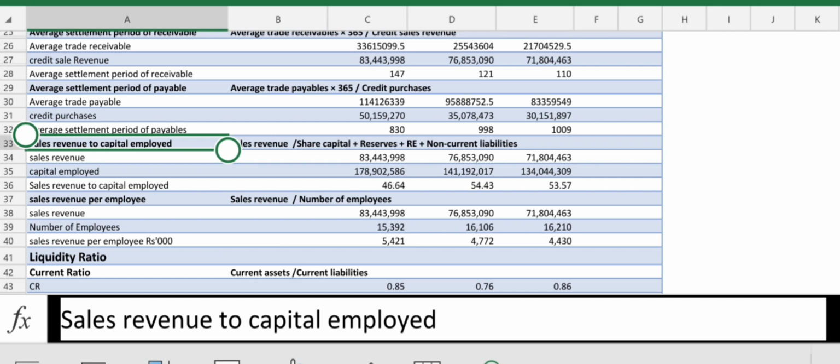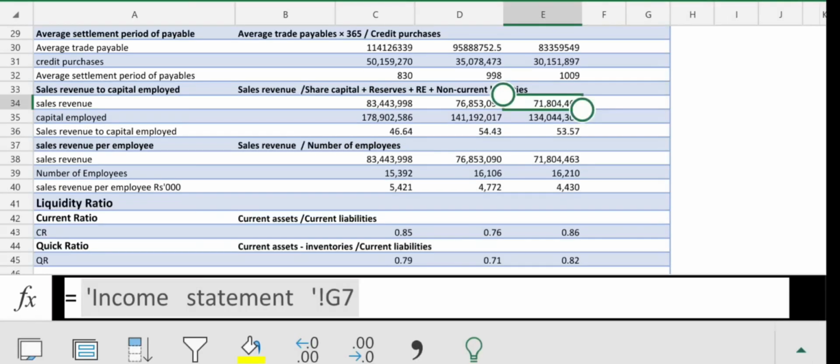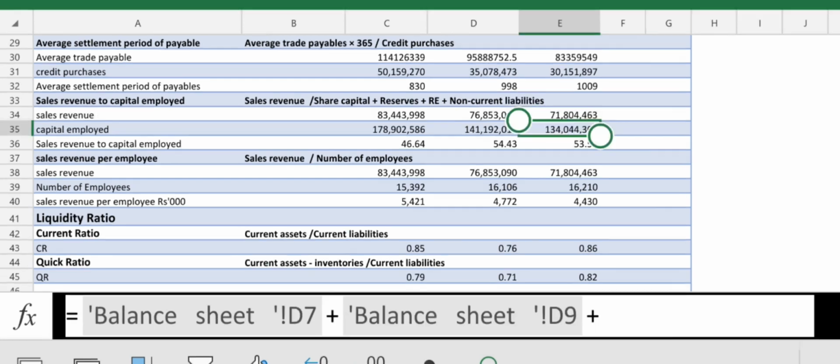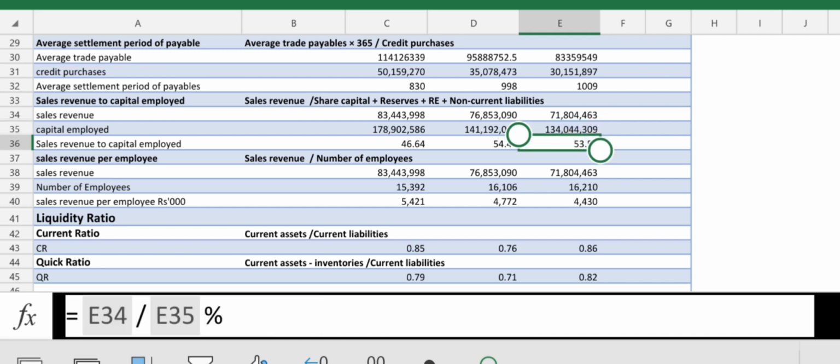Next, we discuss the sale revenue to capital employed. The formula is sale revenue divided by share capital plus reserves plus retained earnings plus non-current liabilities. Sale revenue comes from the income statement, and the capital employed, which is share capital, reserves, retained earnings and non-current liabilities, is in the balance sheet. Then put them into the formula and get 53 point something, in percentage.